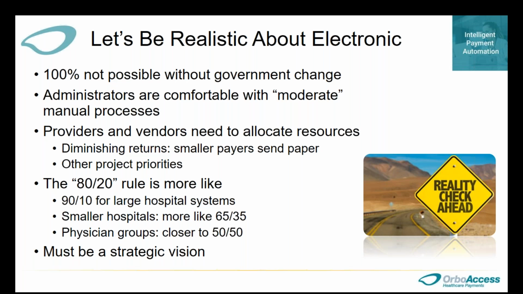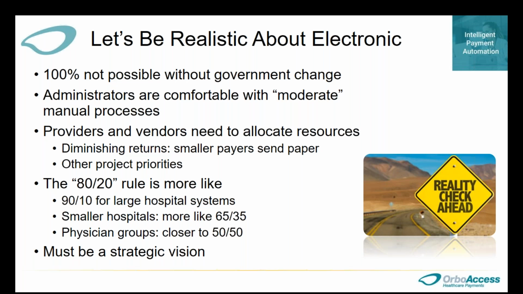Now, some of the numbers that we've also seen, from a comment perspective from our clients and from the market: most of the large hospital systems seem to be around that 90+% range of electronification, but that 10% is still significant. Smaller hospitals are more like 65% electronic and 35% paper, and the physician groups seem to be 50-50, depending on who you talk to. There's a wide variation there.